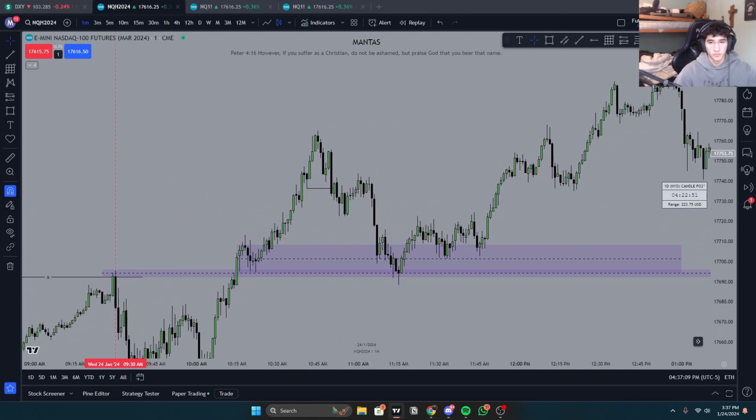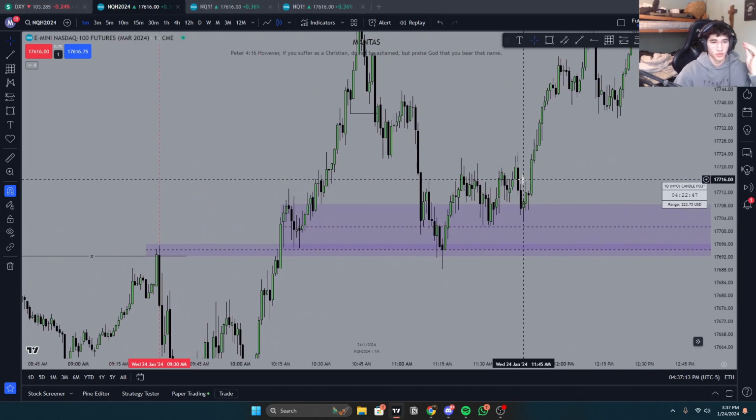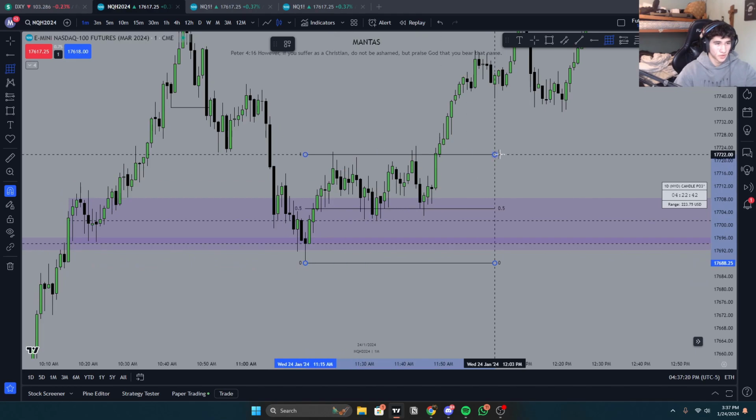Where do we want to go? Higher. Exactly, we want to go higher. So what are we going to start to look for? We're going to scale down and look for an entry model. So, of course, we want to, first of all, return to a discount after we shift market structure.